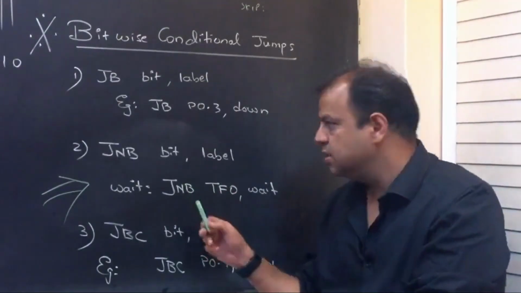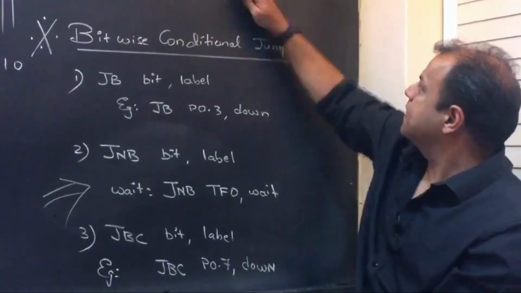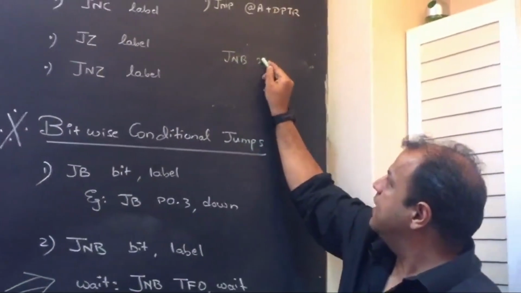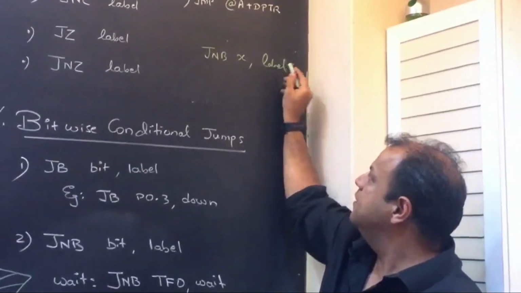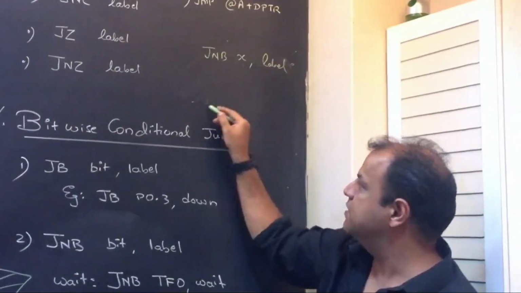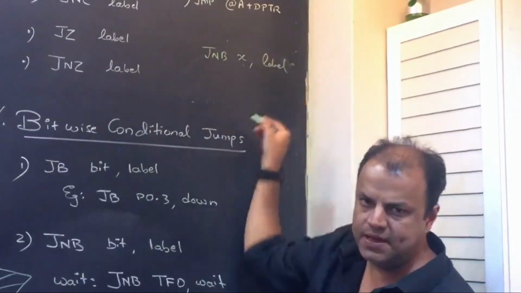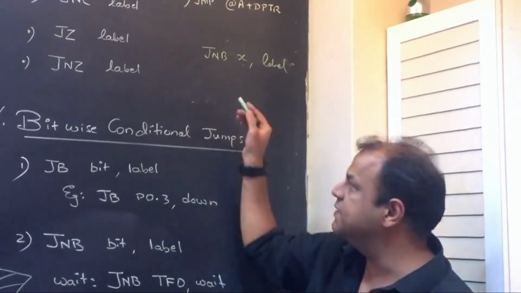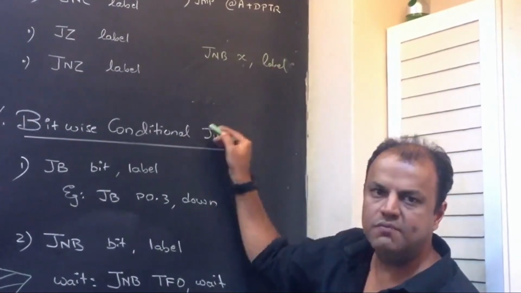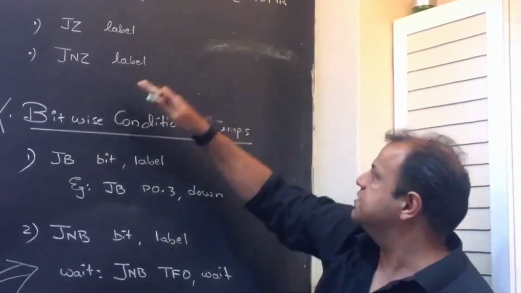So for the last time, JNB X, label. What does that mean? If this bit is 0, the program will take a jump to location label. That label can be anywhere. It can be on the same instruction also, just as I've given an example. So if this bit is 0, the program will go there. Otherwise, it will simply go to the next location.